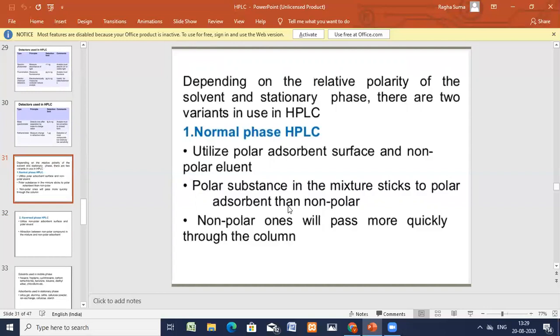Generally, a polar substance of the mixture sticks to the polar adsorbent more than the non-polar. A non-polar one will pass more quickly through the column.